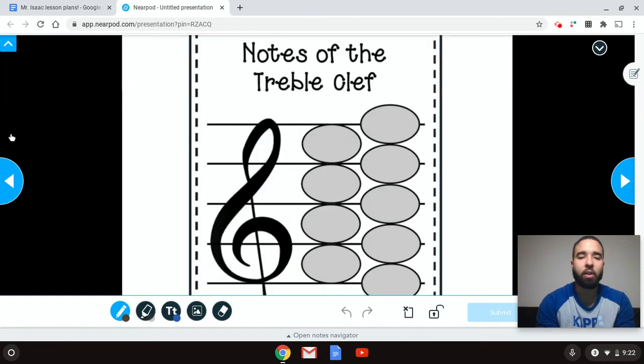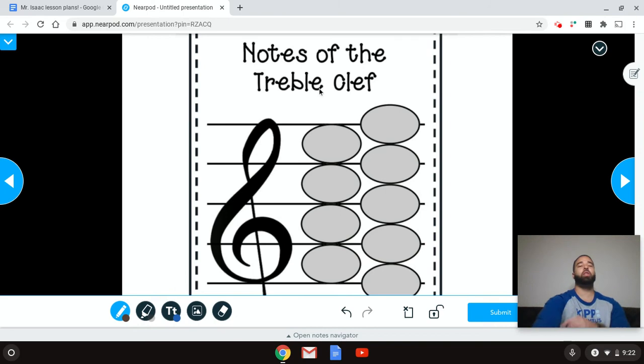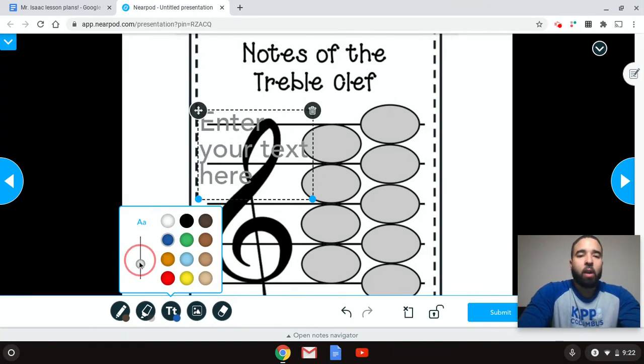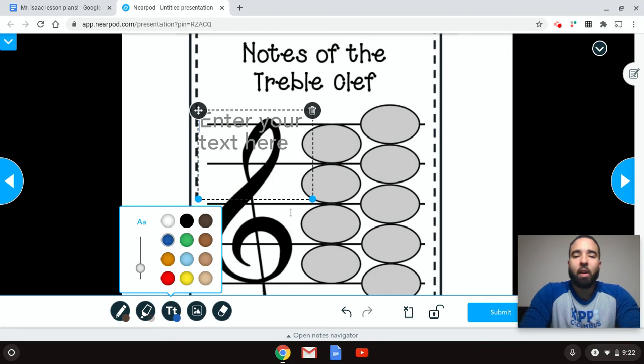All right. So on your Do Now, notes of the treble clef. You guys can do text if you want, or you can do write. I'm going to do text for right now. Just some tips for this one. If I were you, I would start with the spaces first. You see the spaces are on the left side, and then you have the lines on the right side. So you can do all the spaces first so that you don't get confused about which note goes where.